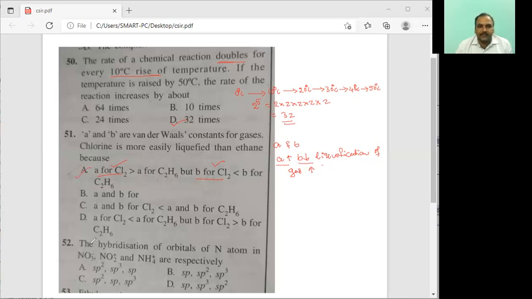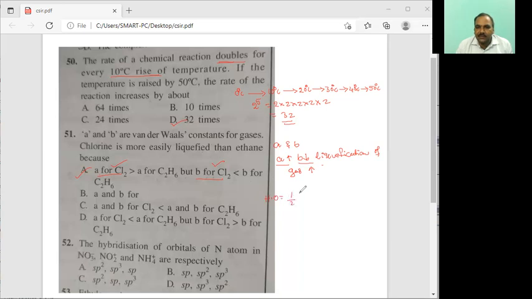The next one. The hybridization of orbital of the nitrogen atom in NO3 minus, NO2 plus and NH4 plus are respectively: first option sp2, sp3, sp. Second one sp, sp2, sp3. Third one sp2, sp, sp3. And fourth one sp, sp3, sp2. Hybridization, how to calculate it?